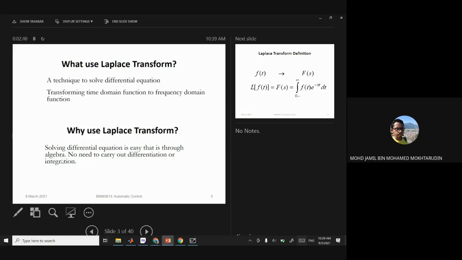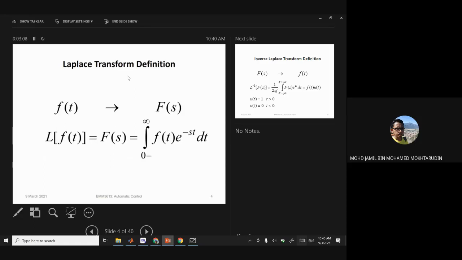Algebra means the equation initially you have dy dt equals something plus something, but after you apply Laplace transform, then the equation will no longer have the dy dt, the differentiation part. Everything becomes algebra. Algebra is everything has only plus or minus only. So you don't need to carry out differentiation or integration.